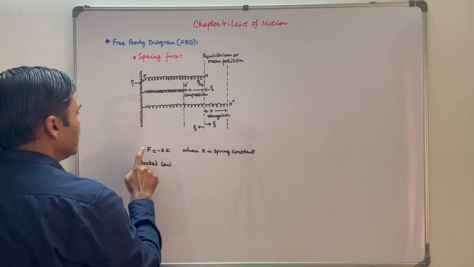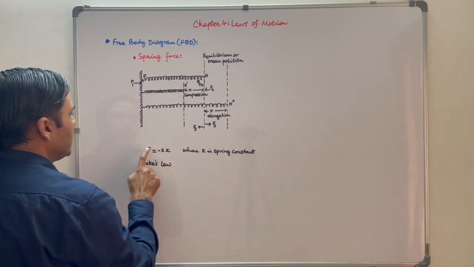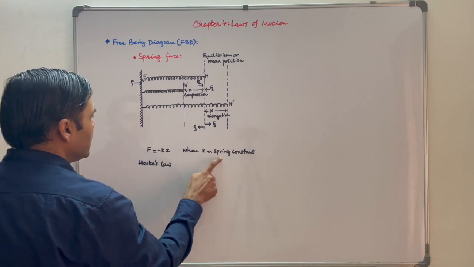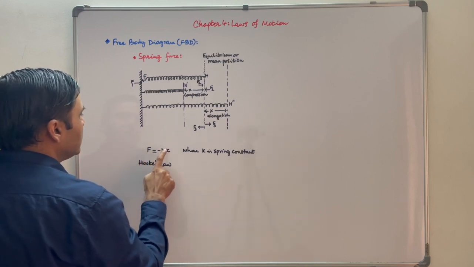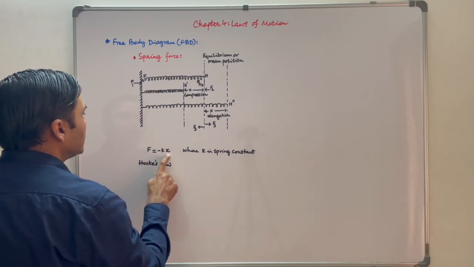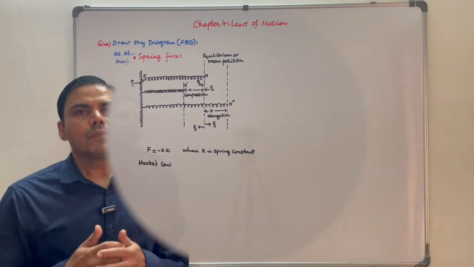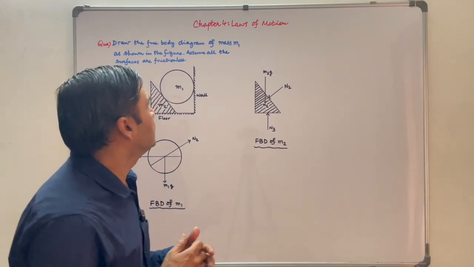So the relation between the reaction force of the spring and its deformation is given by F = -kx, where k is the spring constant. Minus, because the reaction force and deformation of the spring are in opposite directions. This is known as Hooke's law. Now let us see this question based on free body diagram.